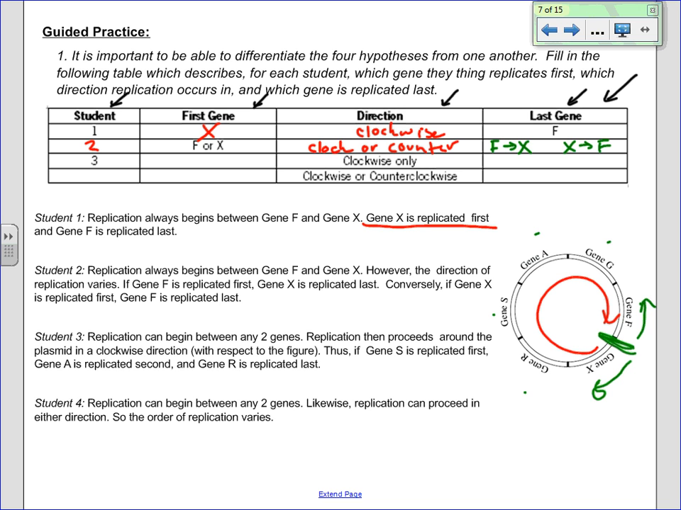Student 3, which gene should be the first gene? Student 3. S, instead? Does it have to be S? And this is the trickiest part of it.